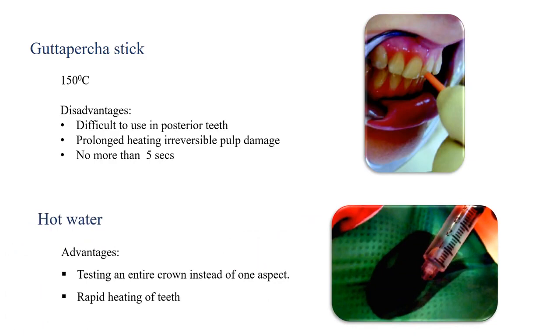We can use hot water loaded in a syringe. In this case, to prevent the hot water from touching the other tooth surfaces, we have to isolate the tooth. Now in this case, hot water will not remain on one particular tooth surface. It is going to submerge the entire crown. That is why we don't do it so often.